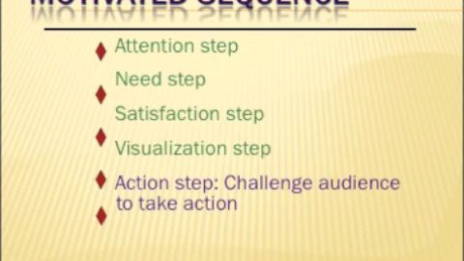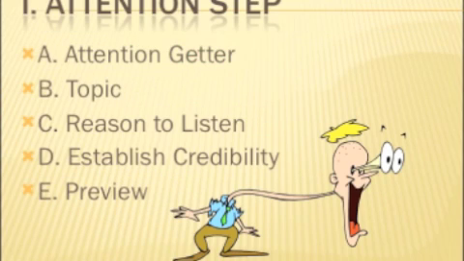All right, so we've previewed it. Now let's go into what these steps are. First of all, the attention step. The attention step will look a heck of a lot like your introduction. In fact, it's exactly like your introduction. You've got an attention getter using one of the 8 attention getters, like asking a question, stating an unusual fact, referring to an event of historical importance, etc. Those types of things are your attention getters, pulling us into your topic.